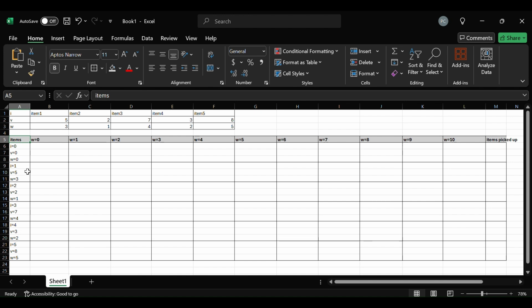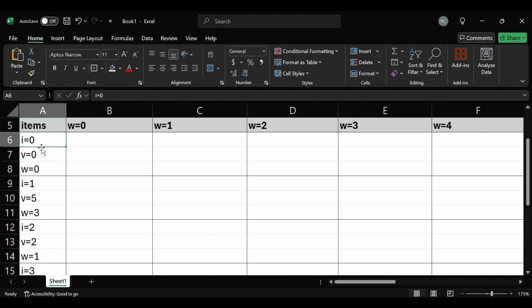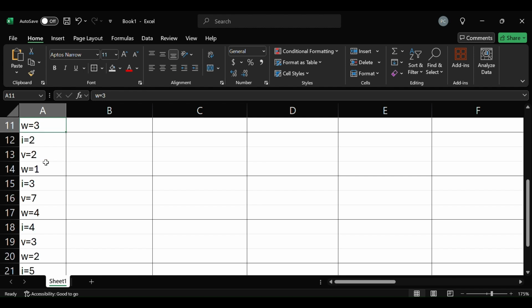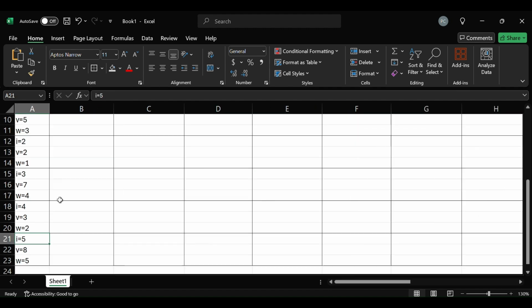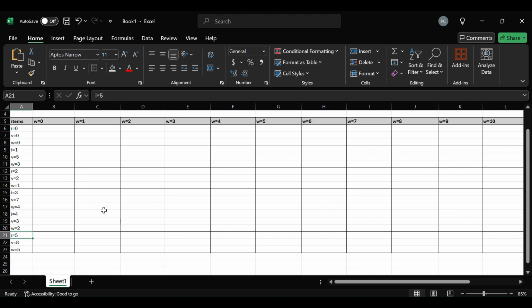Basically, first we have listed out each of the items starting from i equals 0. What this i equals 0 means is no items. So our value is 0 and our weight is 0. Next we have item 1 with a value of 5 and a weight of 3. You can get this from the question. And we have item 2 with a value of 2, a weight of 1, item 3, item 4, and item 5. So first you'll be putting those items here.